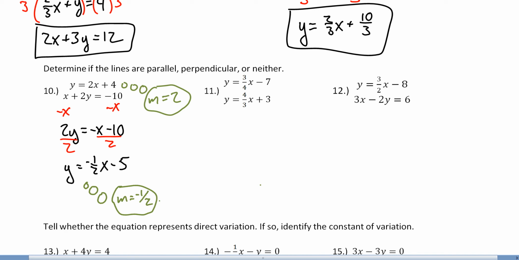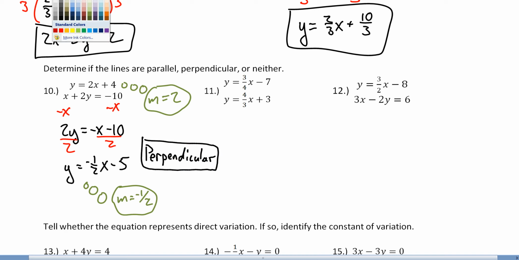But they are opposite reciprocals. One's positive, one's negative, so they're opposites. One's a 2 over 1, the other one's a 1 over 2, so they're reciprocals. They're opposite reciprocals, which means that these two lines are perpendicular. Okay? And that's it. We're just working it to a point where we can compare the slopes. Okay?